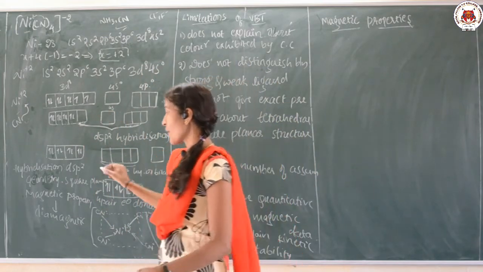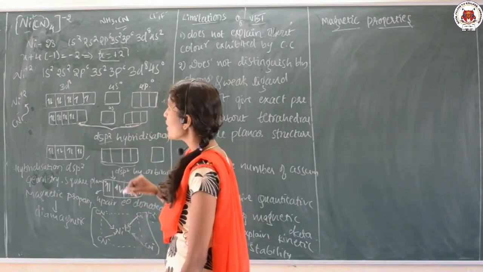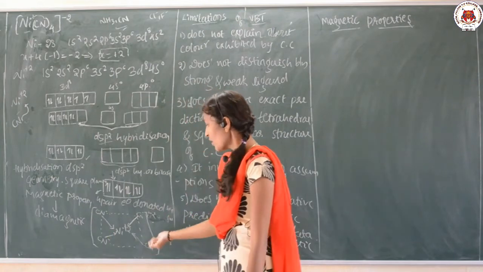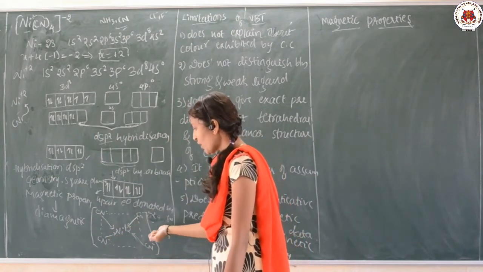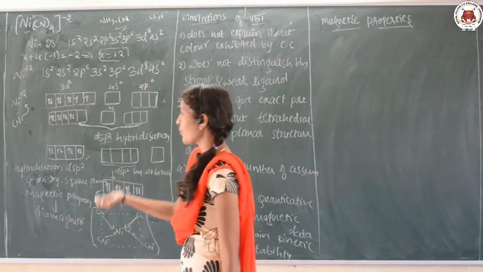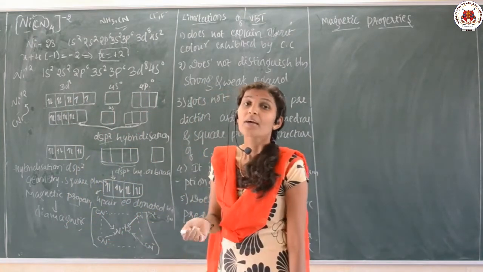And what about its hybridization? Hybridization is dsp2 and the geometry is square planar. If we represent the geometry, it will be like this, square planar. And the magnetic property is diamagnetic because there is no unpaired electron.